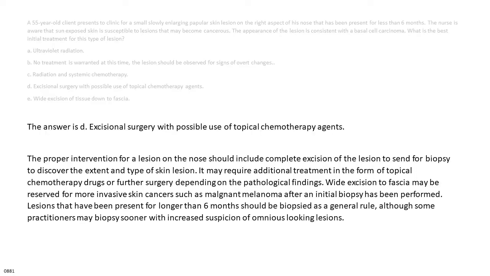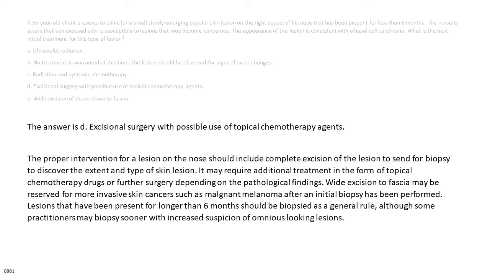The answer is D. Excisional surgery with possible use of topical chemotherapy agents. The proper intervention for a lesion on the nose should include complete excision of the lesion to send for a biopsy to discover the extent and type of skin lesion. It may require additional treatment in the form of topical chemotherapy drugs or further surgery depending on the pathological findings.